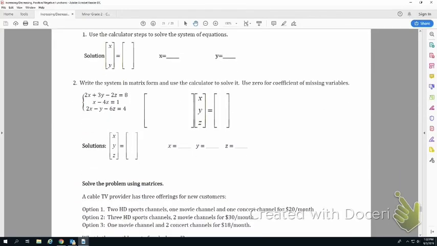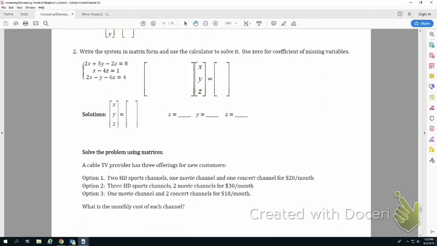Let's go to number 2. So I'm going to go through there. How many equations do I have? 3. How many variables? 3. So the first matrix needs to be what? 3 by 3. So I'm going to fill it in. I'm going to label my columns X, Y, Z, and I'll list my coefficients. What are my coefficients for X? 2, 1, 2.